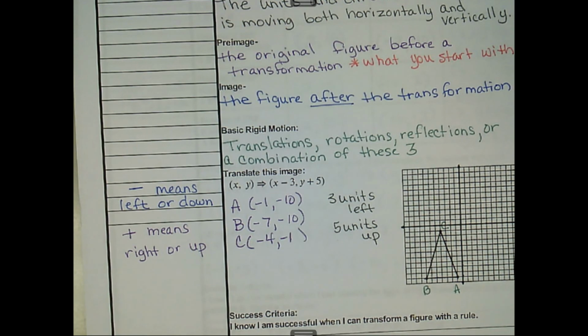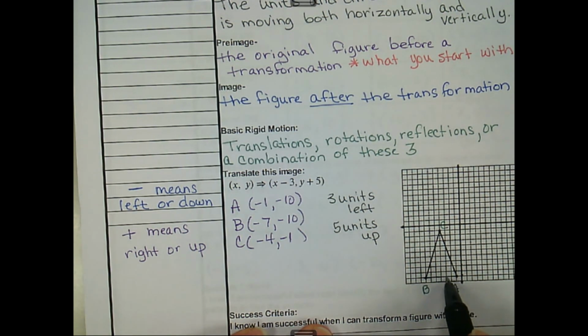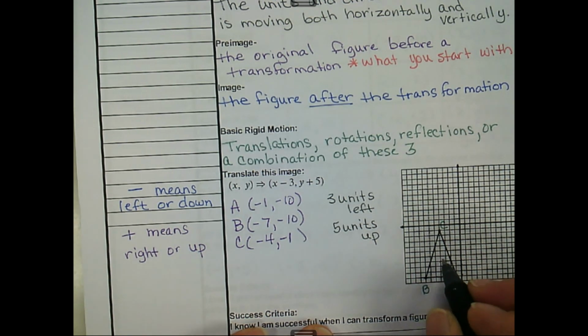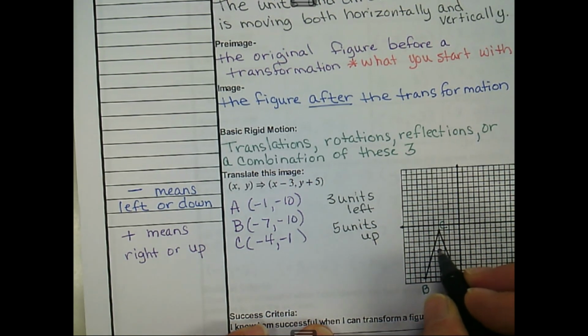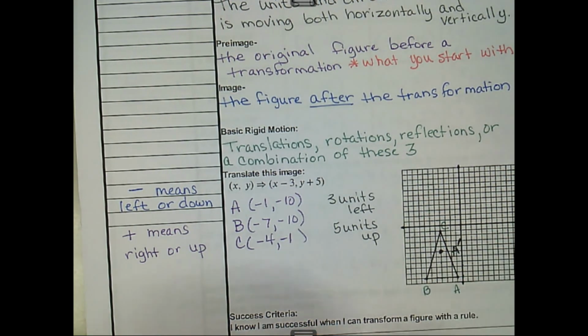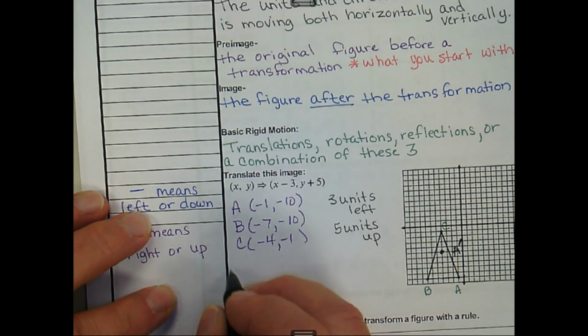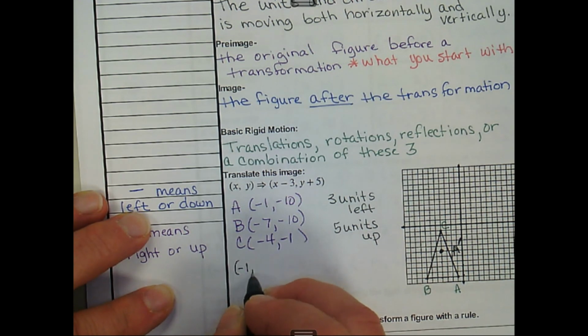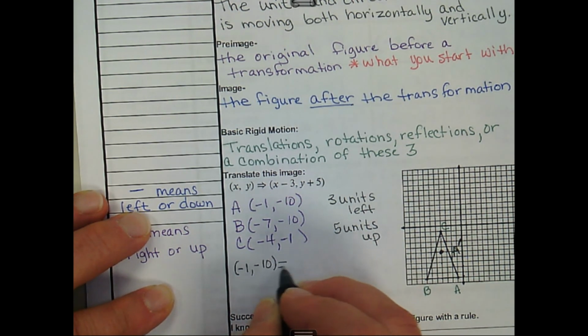Okay, so for my first point, I'm going to do the counting and show you where it's at, and then we will check and make sure that's the right one. So I'm going 3 units to the left. 1, 2, 3. 5 units up. 1, 2, 3, 4, 5. So this is my A prime. So at my mapping, -1, -10 is mapped onto.